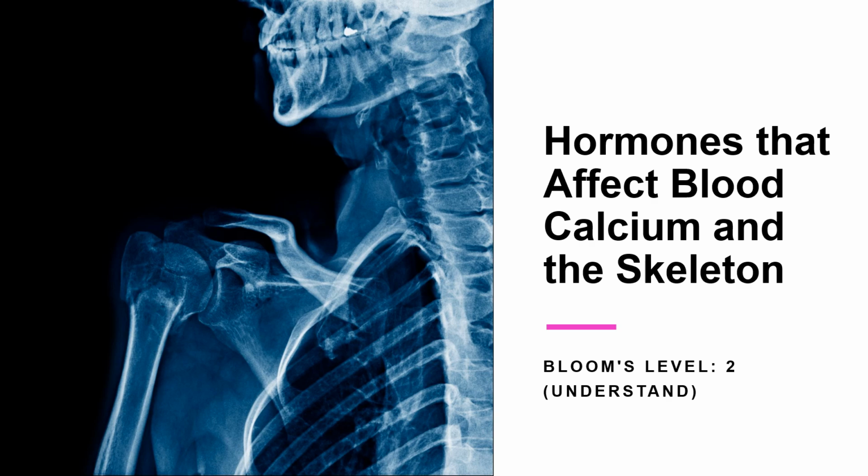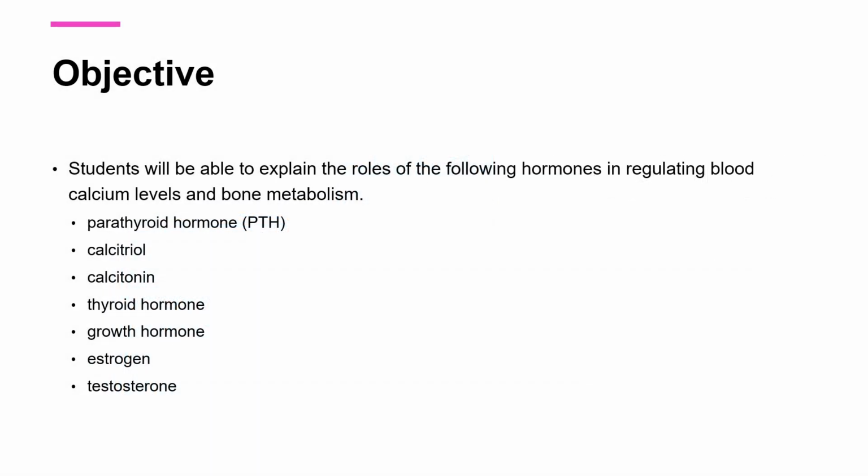So let's get started. After this unit, what students are going to be able to do is identify the following hormones that are going to regulate blood calcium levels and bone metabolism. So let's move on to the next slide and take a look at these vocabulary words.